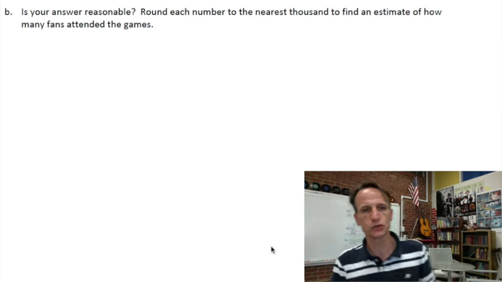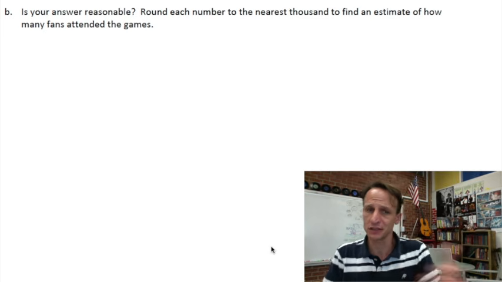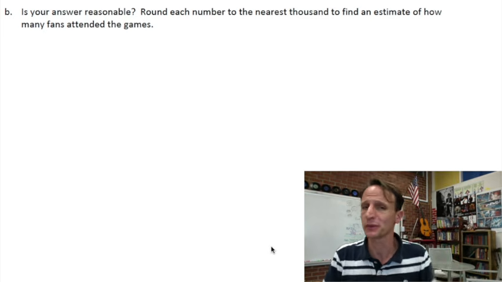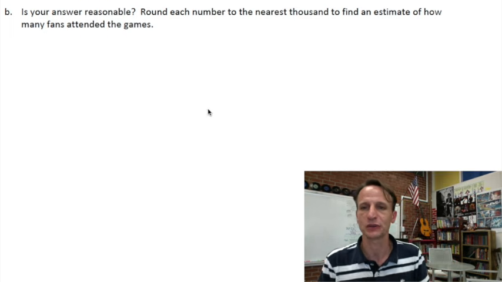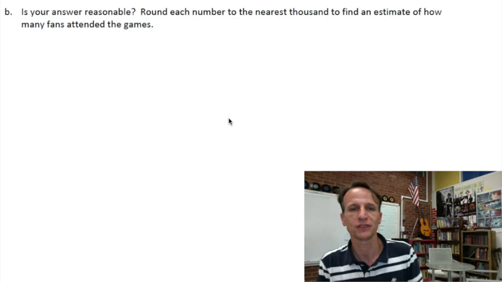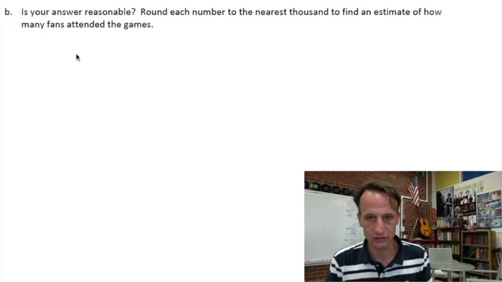All right, here we go on to B. Is your answer reasonable? Round each number, and they're going to tell us how to answer that question. They won't always do that, so enjoy it while you can. Round each number to the nearest thousand to find an estimate of how many fans attended the games. Okay, so let's do that.